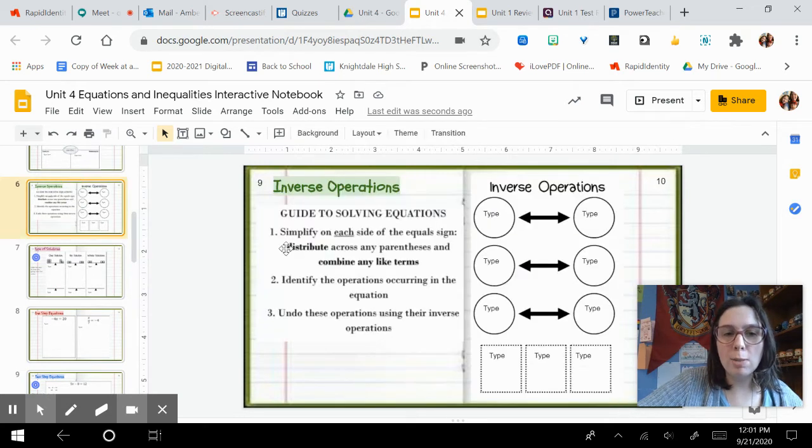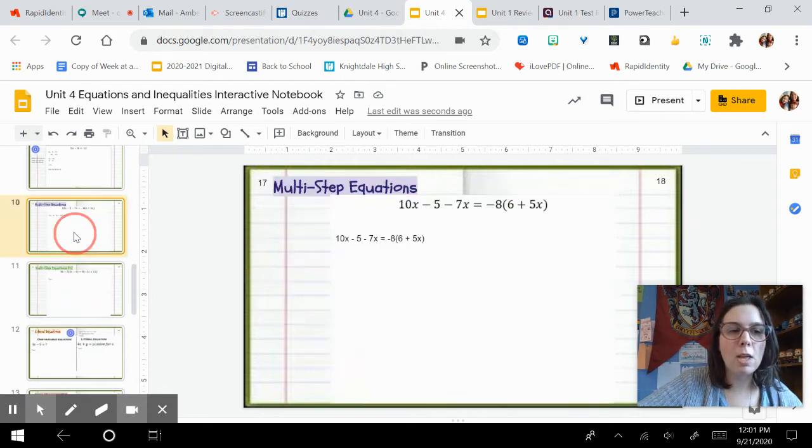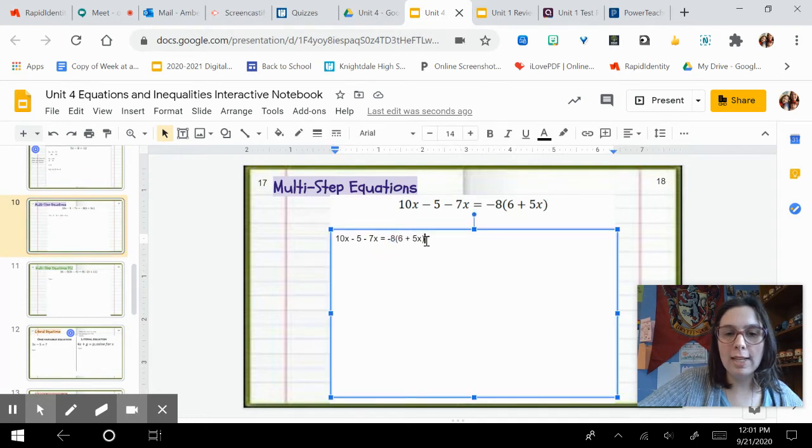Remember, simplify on each side of the equal sign: distribute across any parentheses and combine like terms. That's what we're going to do, because I saw some parentheses and I saw some things we could combine. I can combine the 10x and the negative 7x because they're the same thing. I'm going to change their color so we can see that they are the same. 10x minus 7x is what? That is 3x, and I'm going to bring everything else down. I like to do one thing at a time, but you could have gone ahead and done the right side with the parentheses and then brought everything down. It's up to you.